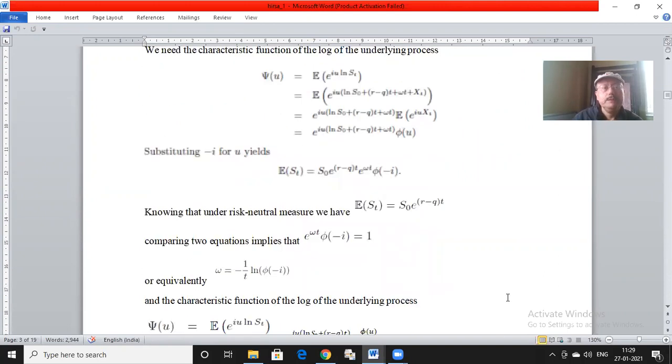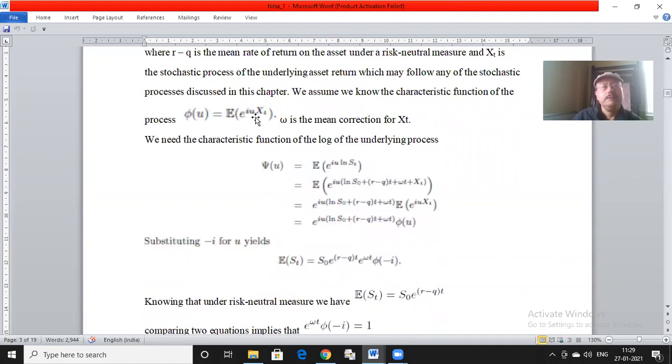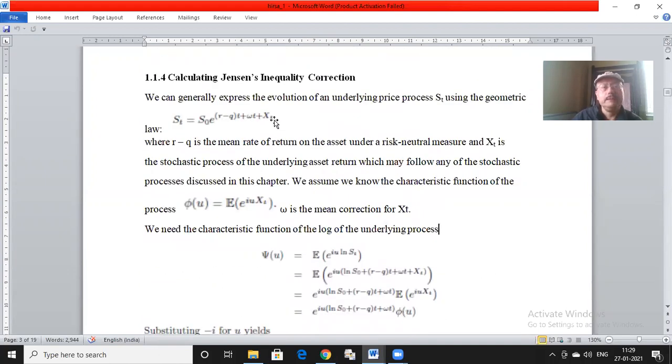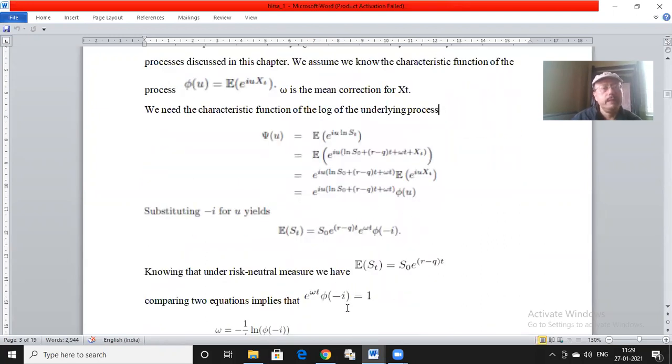Okay. So then we know that under the risk neutral measure, expectation of S_T has to be S_0 e to the power (r minus q)t. That's by definition. And comparing this equation and the earlier equation, I can immediately say that e to the power omega t, phi of minus i must be equal to 1, which is how we solve for omega. So as I said, omega is the mean correction for X_T, but then we needed an expression for omega. We need to know how omega can be calculated. This is how we calculate omega.